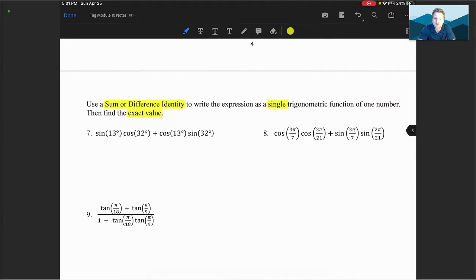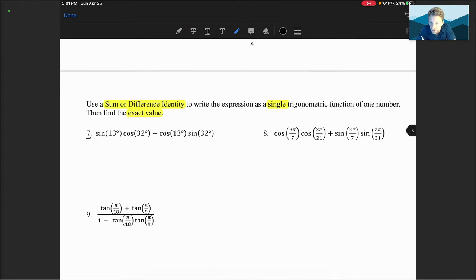Welcome. In this example, we're going to be taking a look at using the sum and difference identities to rewrite our expressions in a single trigonometric function of one number, and then we're going to find the exact solution of the full expression. So let's consider the form of number 7 starting off.